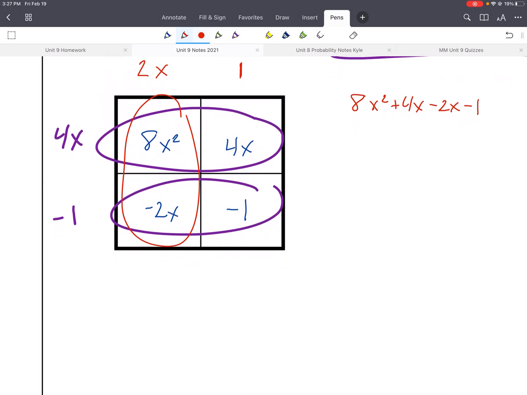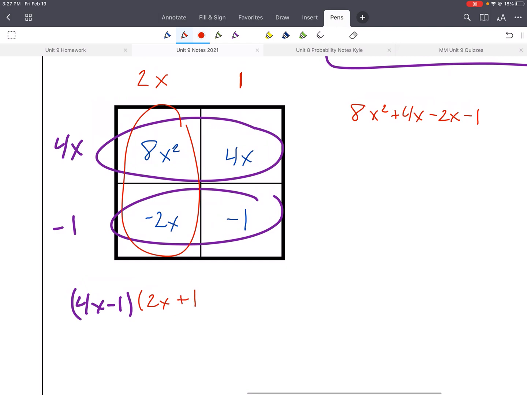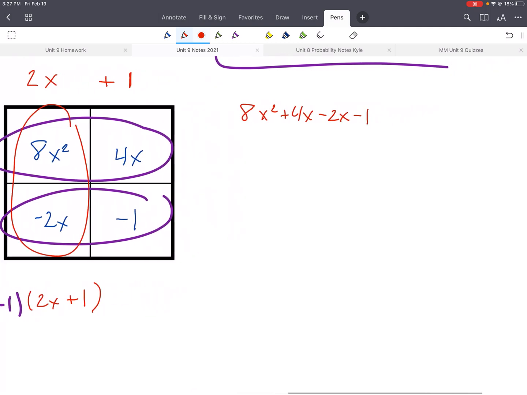So we've got 4x minus 1, and we've got 2x plus 1. And we'll just use that sign. If it's positive, we'll do plus 1. Or if you choose to do the other method, we'll just cut that in half.